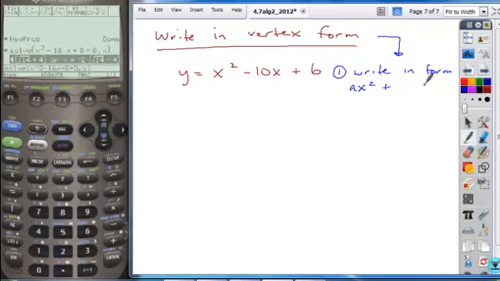Oops, hang on just a second. I'm going to rewrite how I describe this.